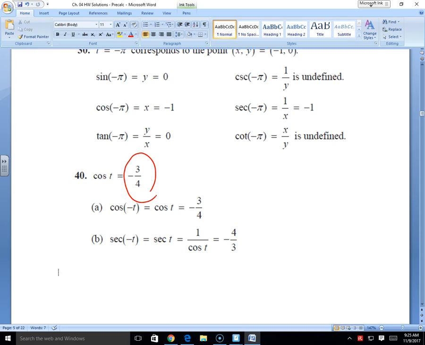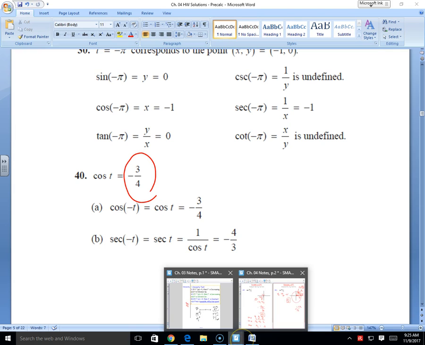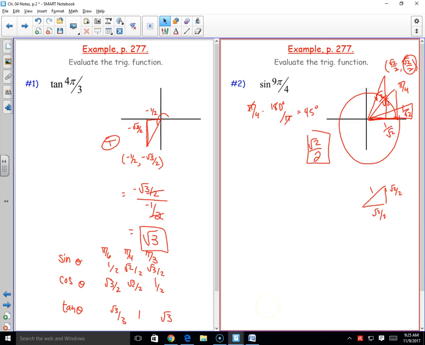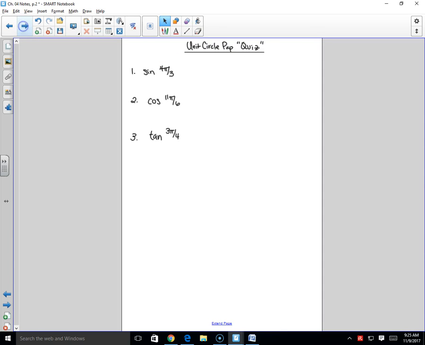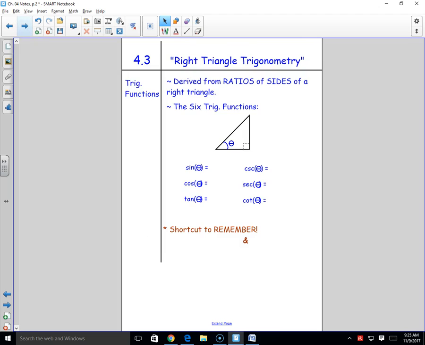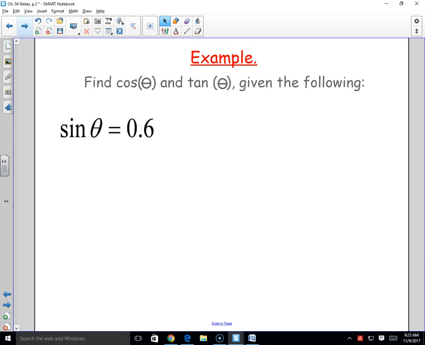Cosine of negative t and secant of negative t. Kiddos, even and odd properties. Let me pull up the notes real fast. These properties that we didn't get to spend a lot of time on yesterday. Single page, let's go back. Where am I going? I'm going up the wrong way.